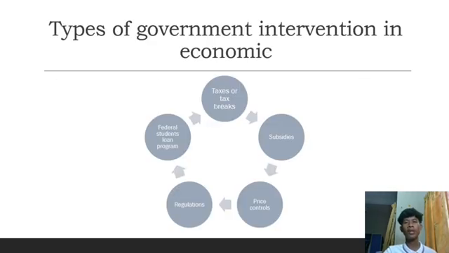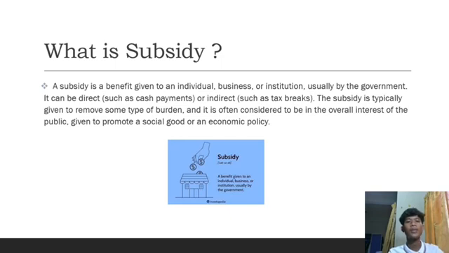Types of government intervention in the economy. First, tax or tax breaks, subsidies, price control, regulation, and lastly, federal student loan programs. What is a subsidy? A subsidy is a benefit given to an individual, business, or institution, usually by the government. It can be direct, such as a cash payment, or indirect, such as a tax break. The subsidy is typically given to remove some type of burden, and it is often considered to be in the overall interest of the public, given to promote a social good or an economic policy.